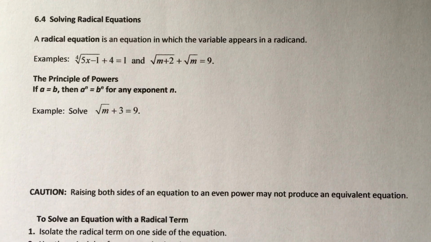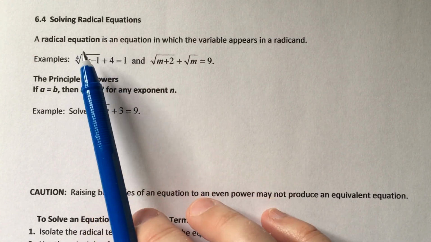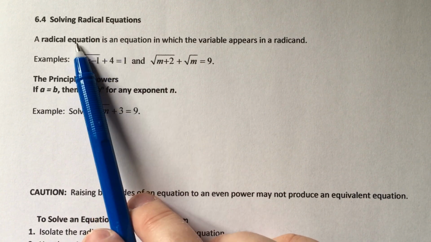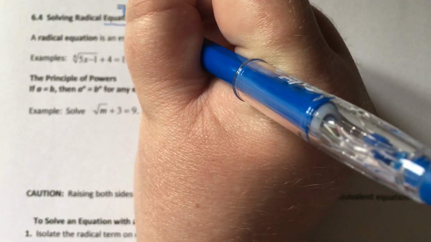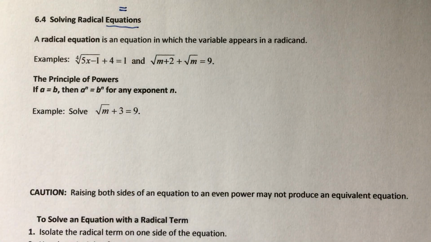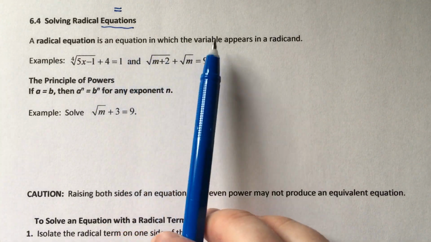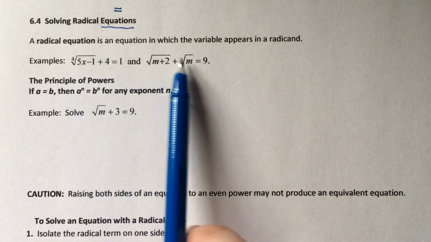Today we're going to solve radical equations. So remember, radical just means some kind of root, so it could be a square root, a cube root, a fourth root. A radical equation, remember, equations just are two expressions separated by an equal sign. So a radical equation is an equation in which the variable appears in a radicand. So here's a couple examples.